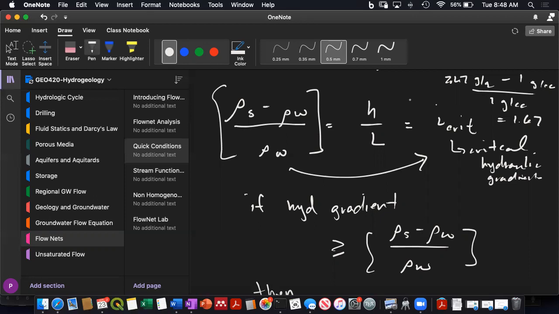Now I just have to calculate what my hydraulic gradient is at a spot. Is that upward hydraulic gradient equal to or greater than the critical 1.67? If it is, I have quick conditions. If it's less, I do not. And 1.67 is a massive upward gradient. There's a reason why we don't often walk around and fall into quicksand. It happens very rarely, only where there's a lot of groundwater discharge. Okay, are we clear on this?